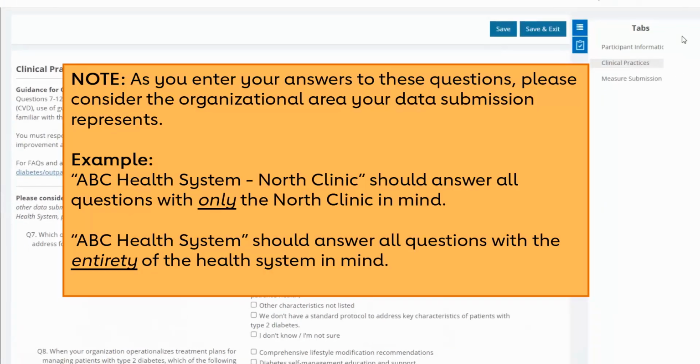Note, as you enter your answers to these questions, please consider the organizational area your data submission represents. For example, if the facility name in the data platform is ABC Health System North Clinic, and the other data submitted are specific to this facility, please answer the below questions with only North Clinic in mind. However, if you are submitting data on behalf of the entirety of ABC Health System, please answer the below questions with the whole of ABC Health System in mind, to the best of your ability.